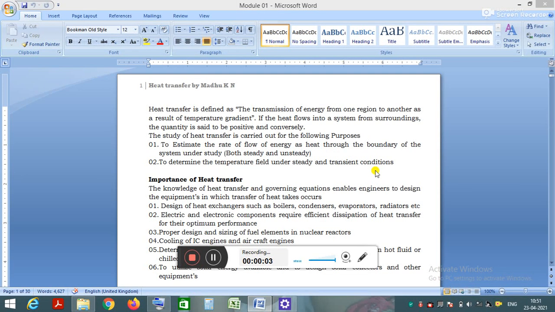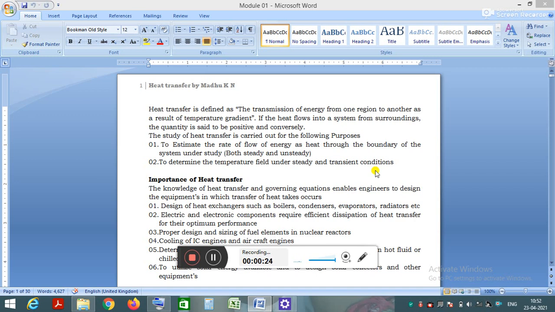Welcome to the second session on heat transfer. In the last session, we discussed what is meant by heat transfer, what is the importance of heat transfer, and what are the three different modes in which heat transfer takes place.